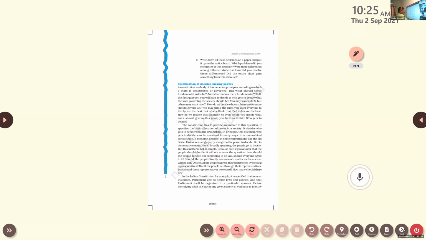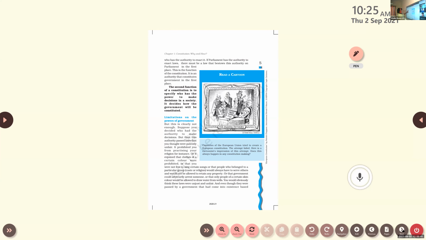Second point. What is the second function? You can see that on page number 5. The second function of the constitution is to specify who has the power to make decisions in a society. It decides how the government will be constituted. Clear? There are different levels of governments, we know. India is an example of a federation. Union government is there, state governments are there, local self-governments also are there in our country.